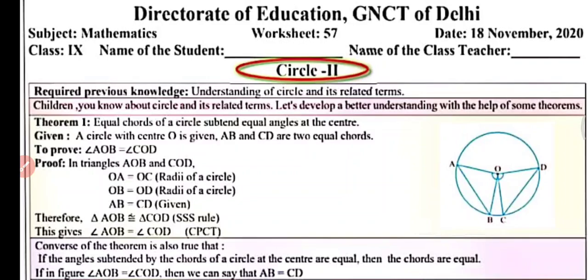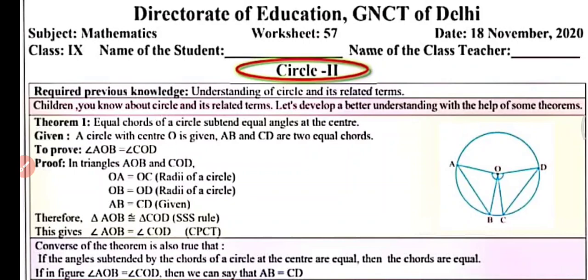Today in this video we will do worksheet number 57 for class 9 subject mathematics, and today our topic is circle part 2. Before we start this video, you must have an understanding of circle and its related terms. I have already made a video on the topic circle and its related terms, and I will give the link in the description of this video, so you can watch that video from the given link.